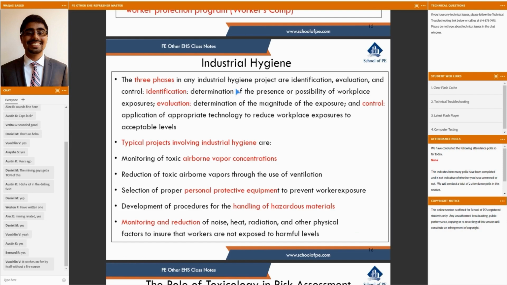And typical projects involving industrial hygiene are monitoring air quality and toxic airborne vapor concentrations, reducing those vapors through ventilation, and selection of personal protective equipment suited for that specific practice. If you're dealing with hazardous materials, you need a hazardous materials plan with transport and handling outlined. Also dealing with hazardous waste: how you're going to dispose of it, where you're going to store it, etc. You want to make sure you don't store certain hazardous waste next to other waste because it could potentially be reactive if there's a spill.